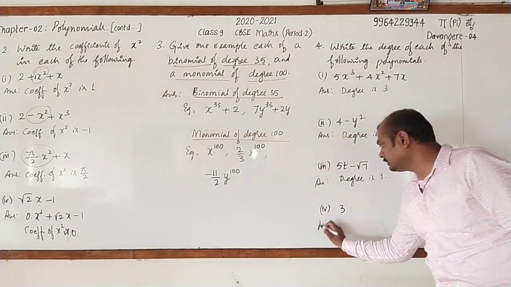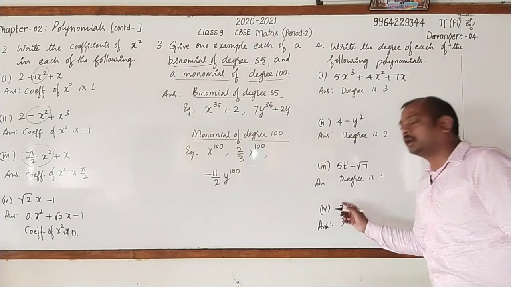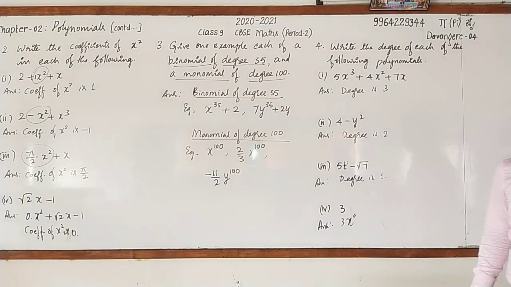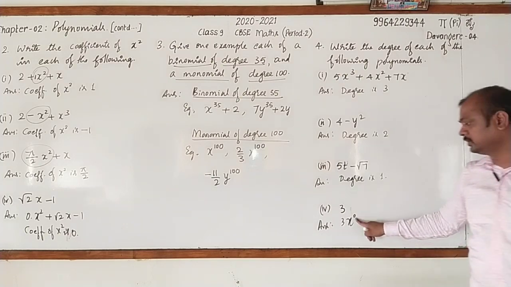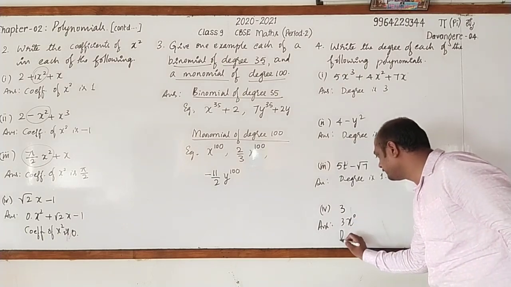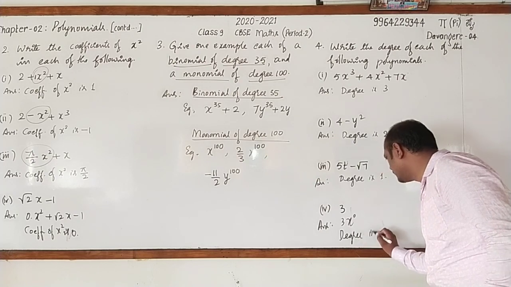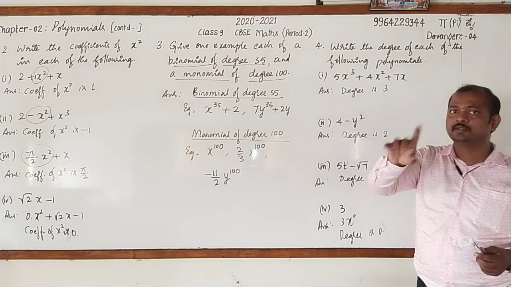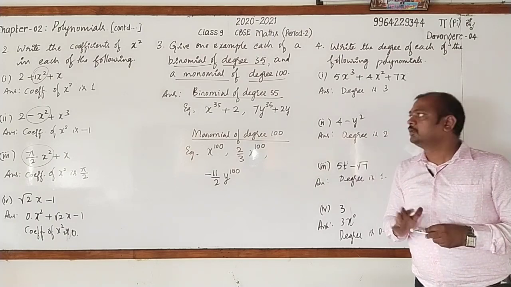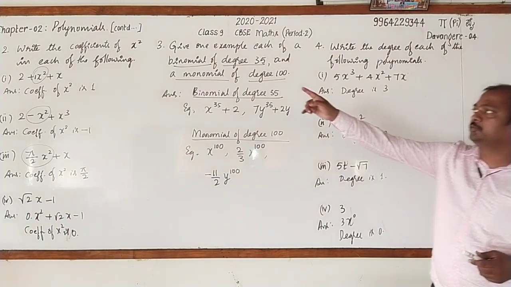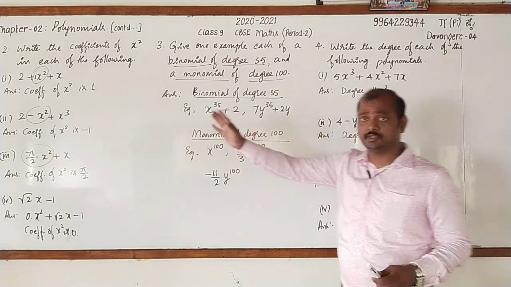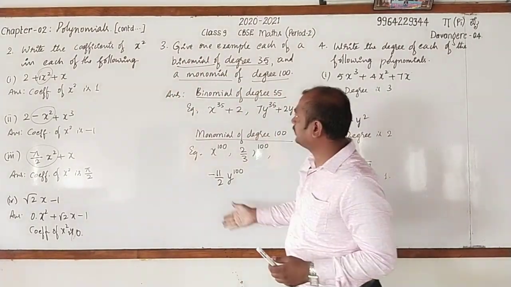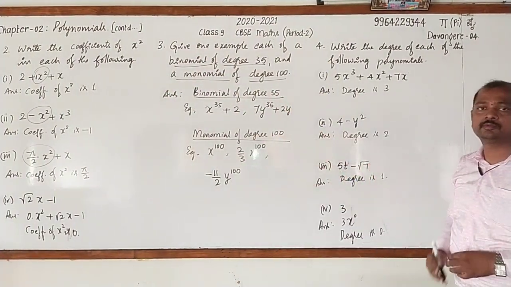Understood? And this is a constant polynomial. 3 can be written as 3 into x raised to the power 0. What is the highest power of the variable? 0. Hence, degree is 0. Dear students, you know that the degree of any constant polynomial is 0. Clear? Yes. Please go for writing from there to here. Write neatly. First you go for the second one, then the third one and the fourth one.